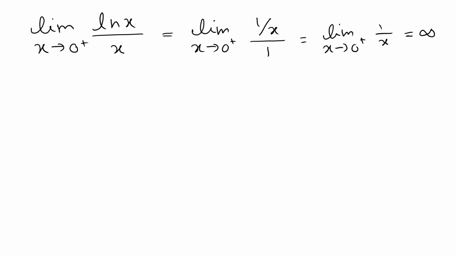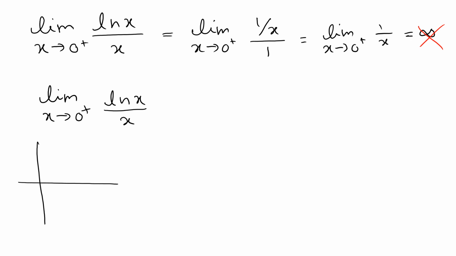But this answer is actually incorrect. So you will see that in this problem, this is the right argument. So we have the limit as x goes to 0 plus of ln x over x. Remember the graph of ln x? The graph of ln x looks like that. So when x goes to 0, you can see the function goes to negative infinity.